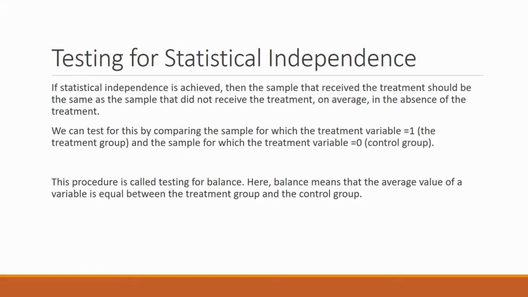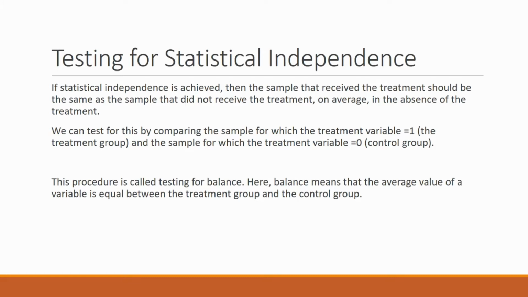So if statistical independence is achieved, then we will not have omitted variable bias. If statistical independence is not achieved, then we might still have omitted variable bias even though we randomized. So we need to test for it. We need to see, do we have evidence that we achieved statistical independence?